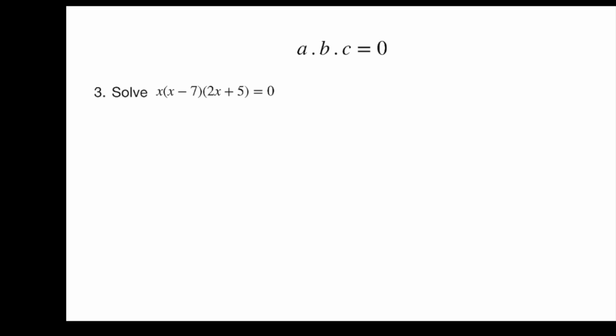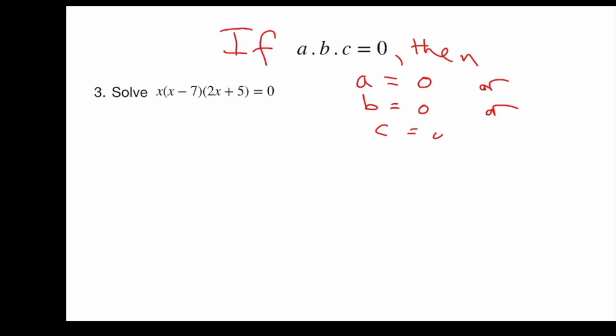You don't only need to multiply two numbers to get 0. You can multiply 3 numbers and get 0. You can multiply 4 numbers and get 0. In this example here, if a times b times c is equal to 0, then it means either a is equal to 0 or b is equal to 0 or c is equal to 0. It follows one of them should be 0 or two of them should be 0 or all of them should be 0, so that we can get an answer of 0 when we multiply.